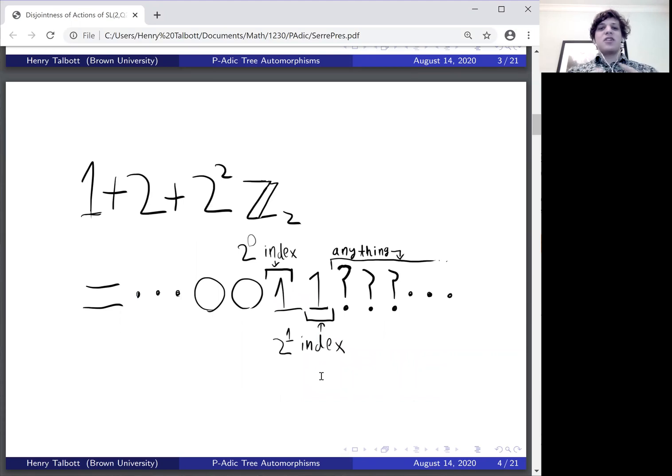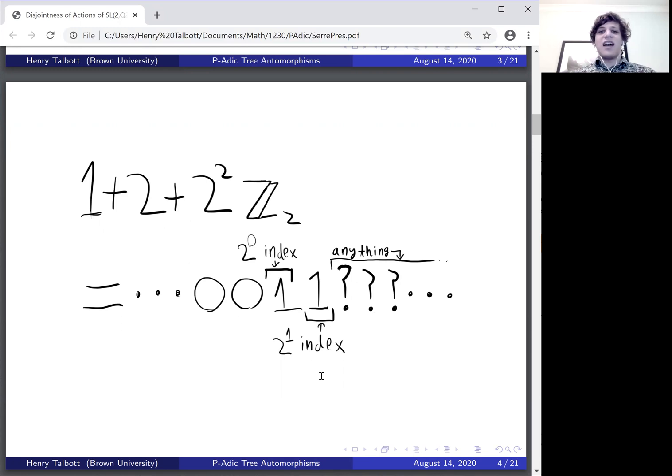So p-adic balls are going to be really important to this project. So let's define some notation. Here Z_2 is the two-adic integers, so simply the series with no negative exponents. 1 plus 2 plus 2 squared Z_2 defines the ball of power series that have a 1 at the 2 to the 0 index, a 1 at the 2 to the 1 index, and whatever you want afterwards. And of course, 0 is before the 2 to the 0 index.